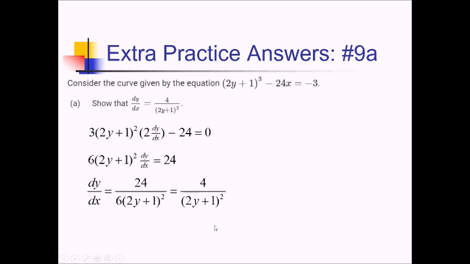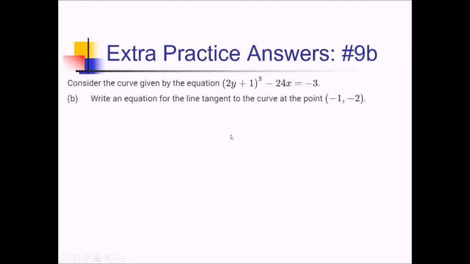So now we're done. On this problem, I want the equation for the tangent line for this curve at (-1, -2). To get a tangent line equation, I'm going to use point slope. So I need a point, which I've already got, and I need the slope. Let me figure out the slope by plugging this into the dy over dx that they gave me in part A. Here that is again, 4 over (2y plus 1) squared.